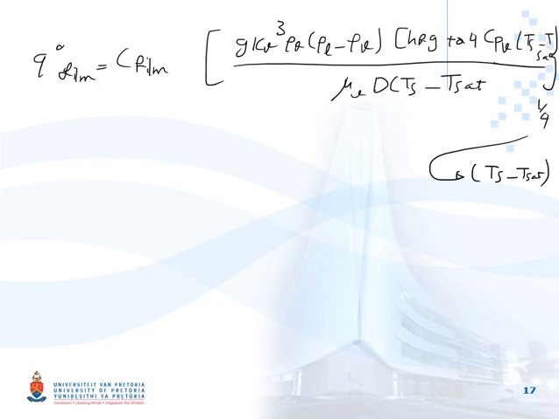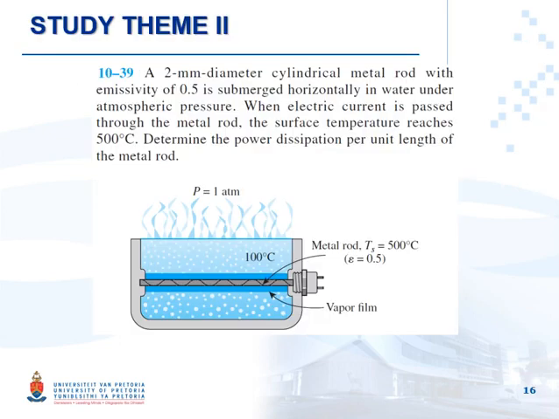Sorry, there was not enough space to write it nicely, but you have the correlation, so you don't need me to write it here. The only thing that we need to do is to find the properties to put into the correlation. So we go back to the question. We see that we have T_sat 100 and T surface 500, we have those two.